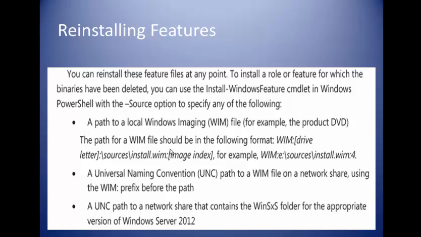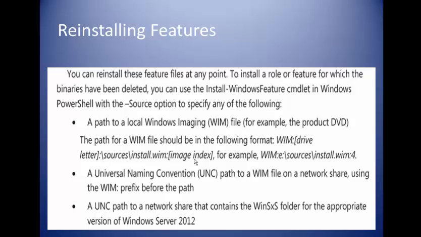So for example, if your source was the install.wim file, you would be typing WIM, the colon, and whatever drive it is, might be your DVD drive that you're getting the files from, and it's going to be in the sources folder. The name of that image file is called install.wim. You see here we have image index.